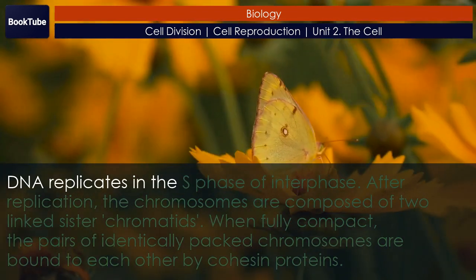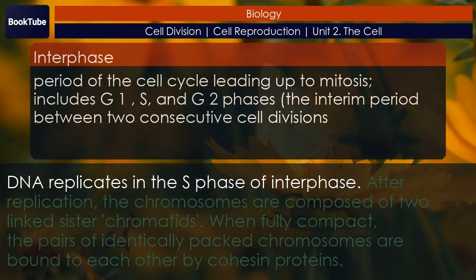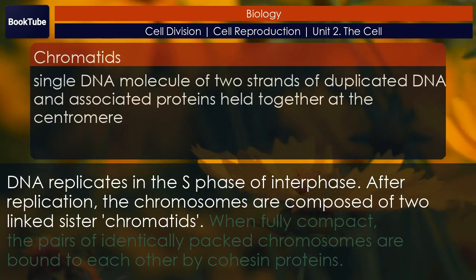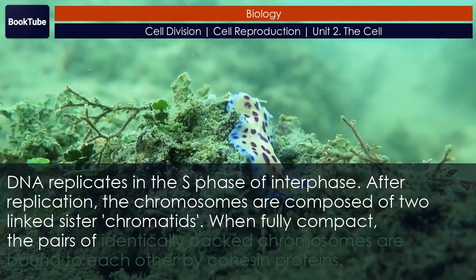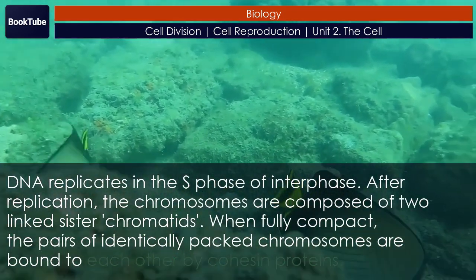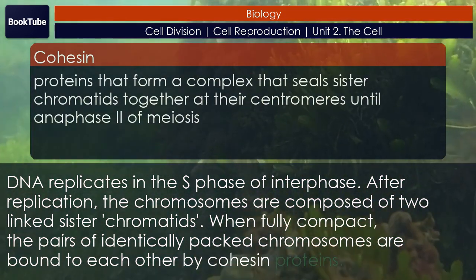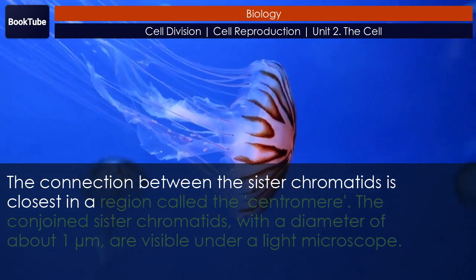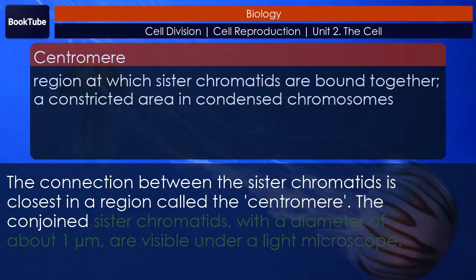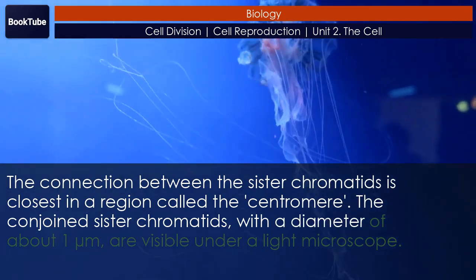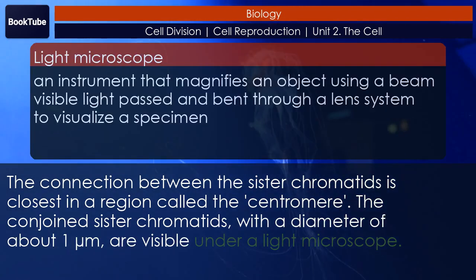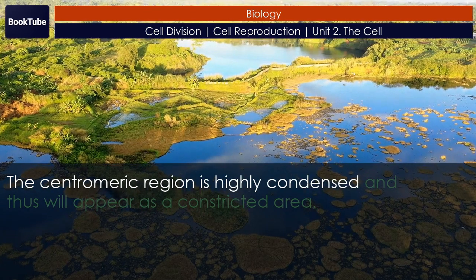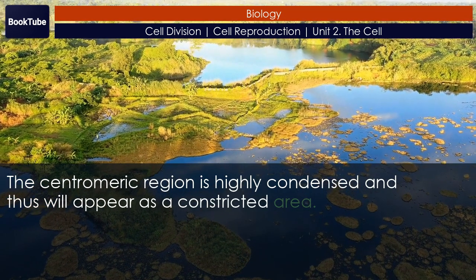DNA replicates in the S phase of interphase. After replication, the chromosomes are composed of 2 linked sister chromatids. When fully compact, the pairs of identically packed chromosomes are bound to each other by cohesin proteins. The connection between the sister chromatids is closest in a region called the centromere. The conjoined sister chromatids, with a diameter of about 1 micrometer, are visible under a light microscope. The centromeric region is highly condensed and thus will appear as a constricted area.